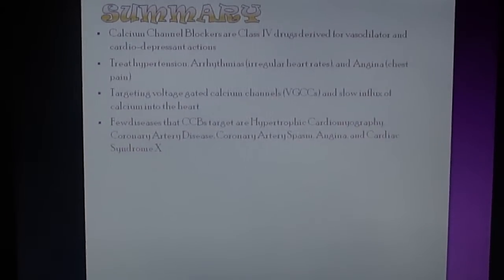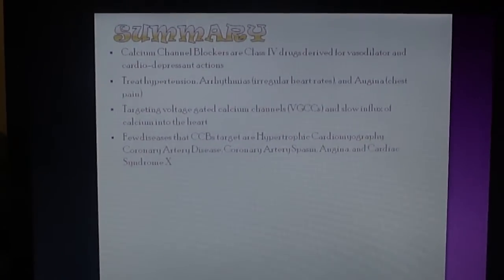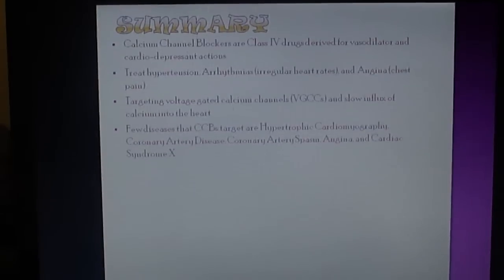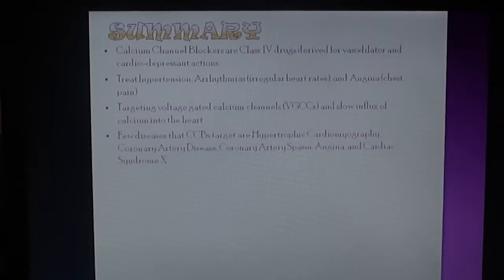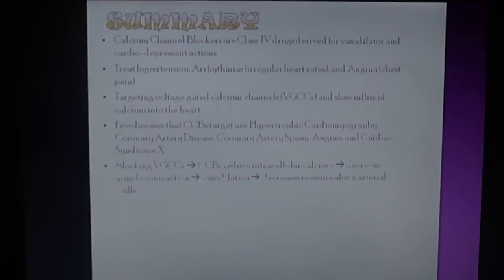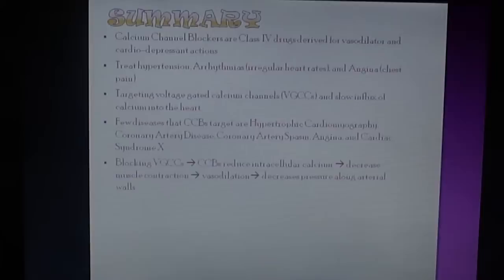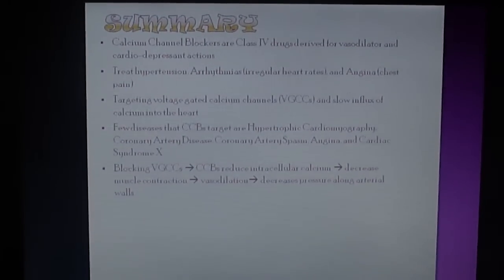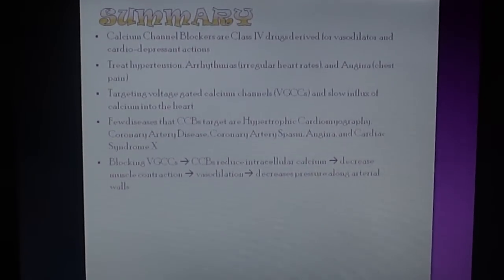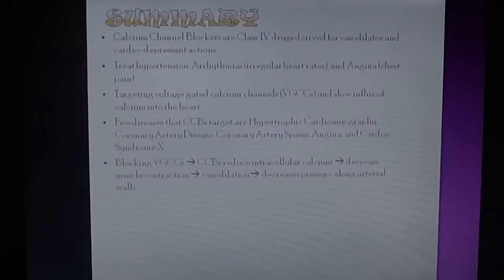There are few diseases that calcium channel blockers target. Examples are hypertrophic cardiomyopathy, coronary artery disease, coronary artery spasm, angina, and cardiac syndrome X. By blocking voltage-gated calcium channels, blockers reduce intracellular calcium, decrease muscle contraction, and they cause vasodilation, which decreases pressure along arterial walls.